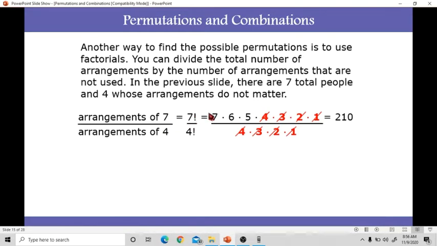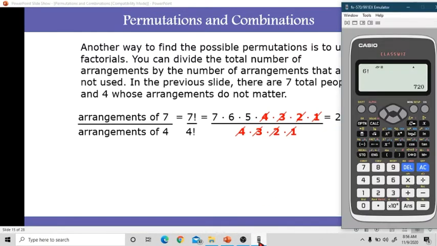7 factorial divided by 4 factorial, it will be 7 times 6 times 5 times 4 times 3 times 2 times 1 all over 4 factorial, which is equal to 4 times 3 times 2 times 1. Cancel 4 times 3 times 2 times 1. Okay, magiging 7 times 6 times 5 na lang. 7 times 6 times 5 is equal to 210. We can also use calculator to find the quotient of 2 factorials. 7 factorial. Okay, madali lang kapag meron kayong scientific calculator. Okay, it is equal to 210.